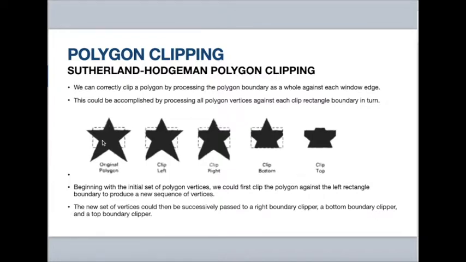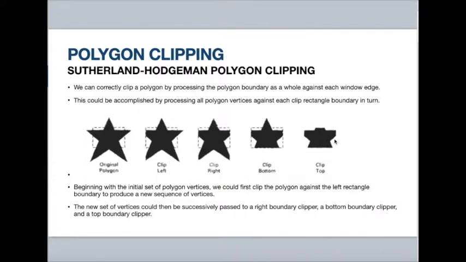First the polygon is clipped against the left boundary of the window. The dotted lines show the clipping window. So here it is first clipped with the left boundary. You get a set of vertices after clipping with the left boundary that is given to the next clipping. Then it is clipped with the right boundary, then with the bottom boundary, and then the top, and so you get the clipped figure.